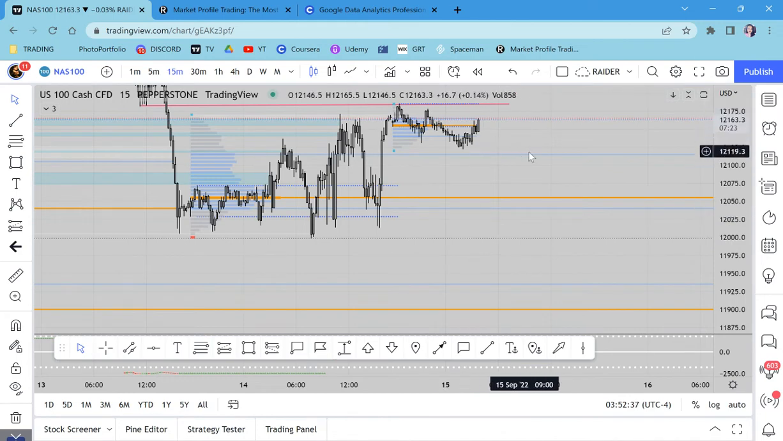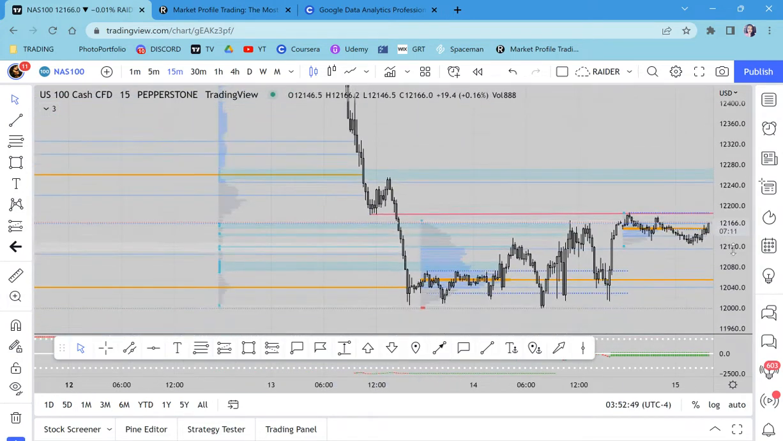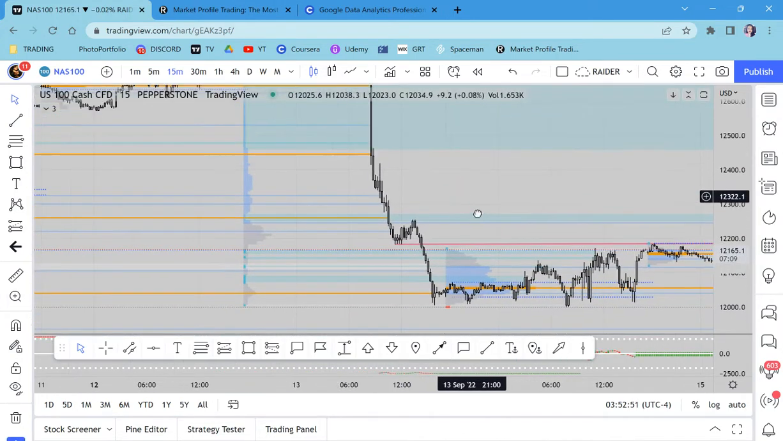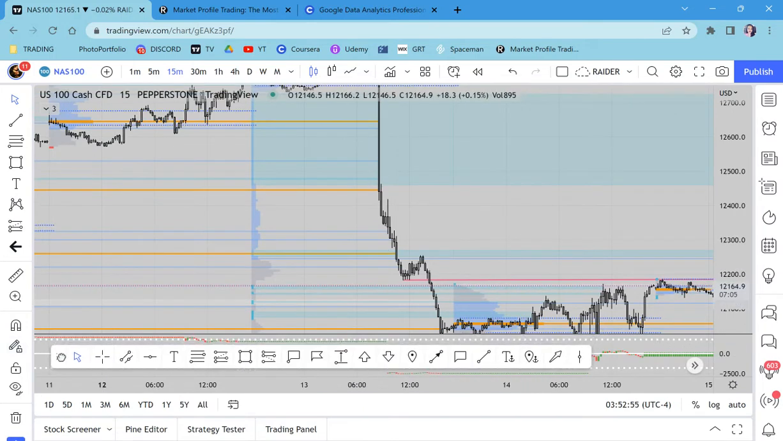But if Nas does decide to come down, it's probably going to try to hit this value area here. It could have been a high, could have been a low. We're not sure, because I think this is further down. So we're going to take a look at this massive move that happened on the 12th and the 13th.